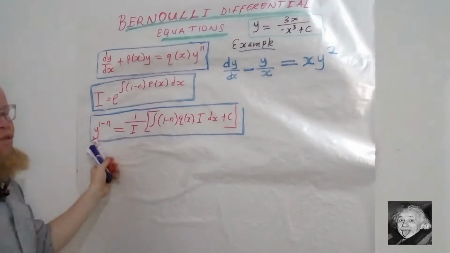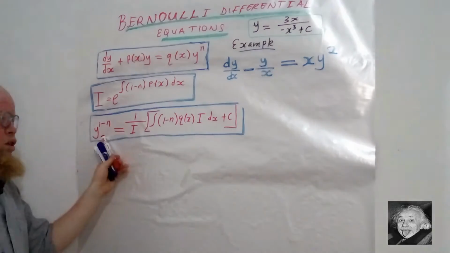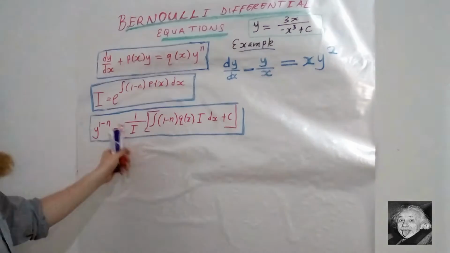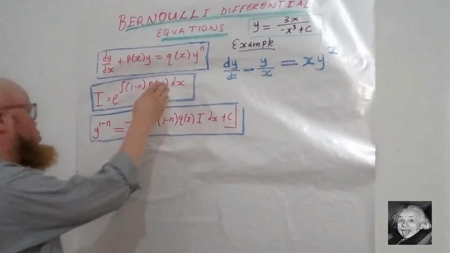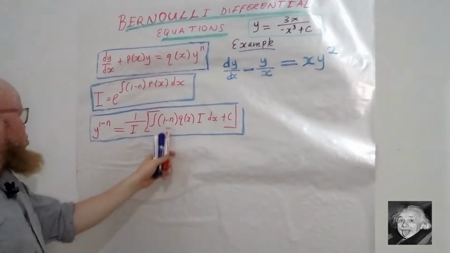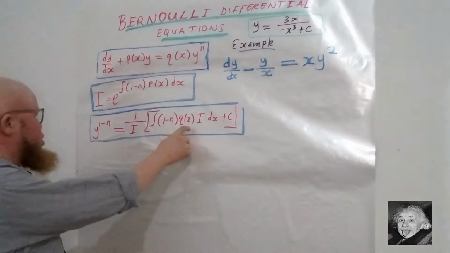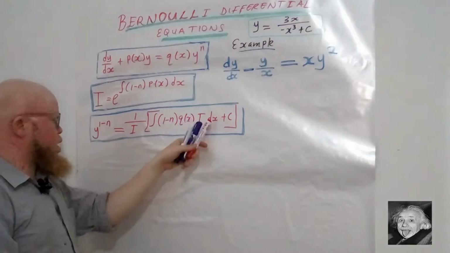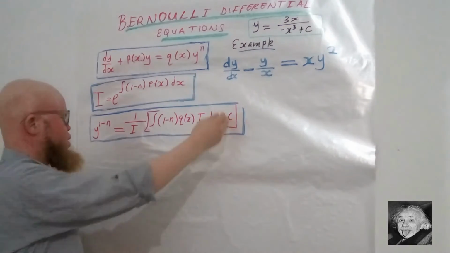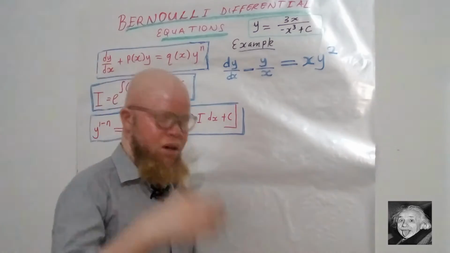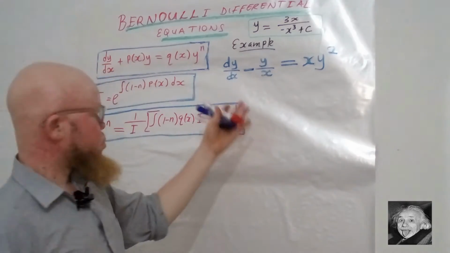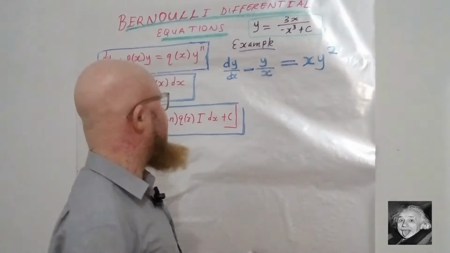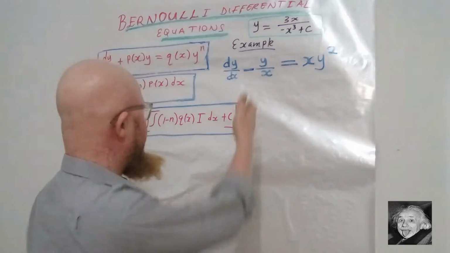According to whatever n you have, you just put it there, then you find the integration factor. After that, you find your answer by just substituting everything in this formula. So y to the power 1 minus n, you put your n there, is equal to 1 over that integration factor, times the integral of the integration factor times 1 minus n times Q of x, which you substitute here, dx plus c, where c is the integration constant. So that's what you need to know. Let's apply this on this example.